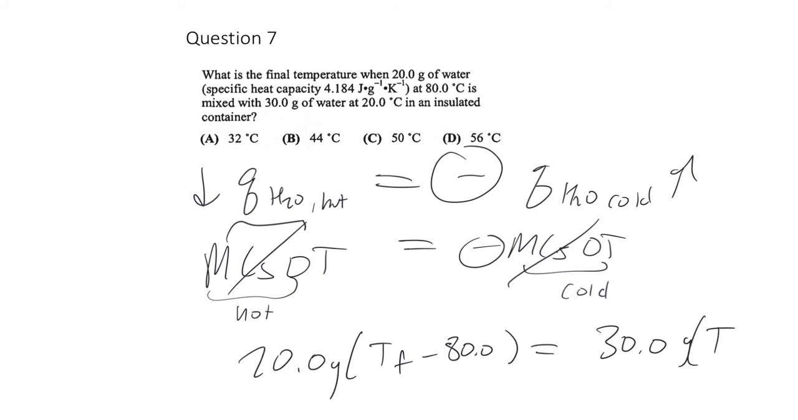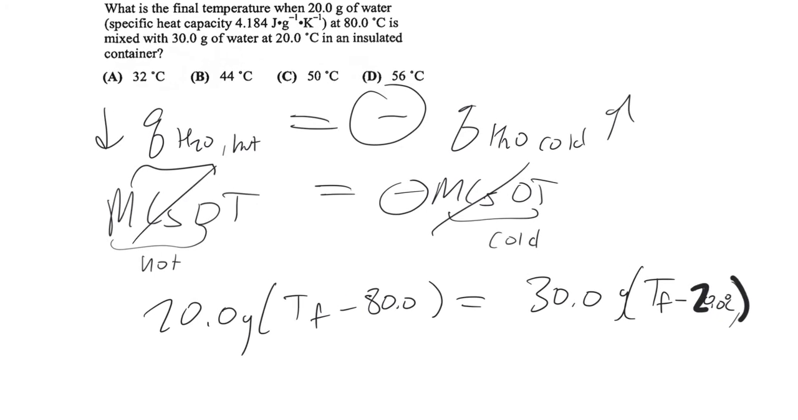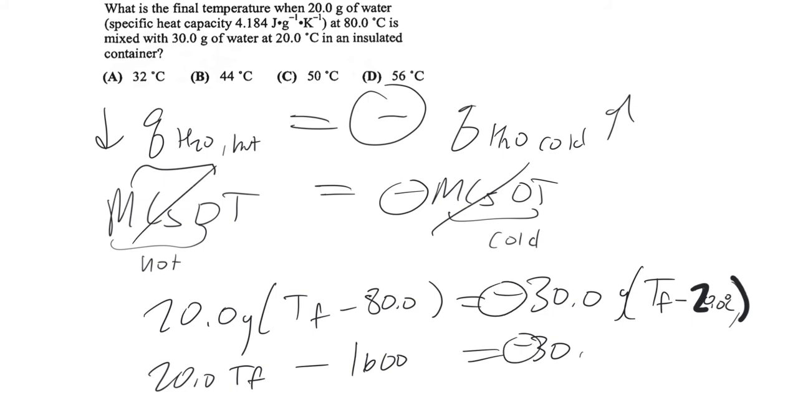And then our TF minus our initial temperature, 20.0 degrees. Okay, so all we need to do here is some math. So 20.0 TF minus 1600 equals 30 TF. I missed my minus sign, so I have to keep this minus sign here. Minus 30.0 TF minus 600.